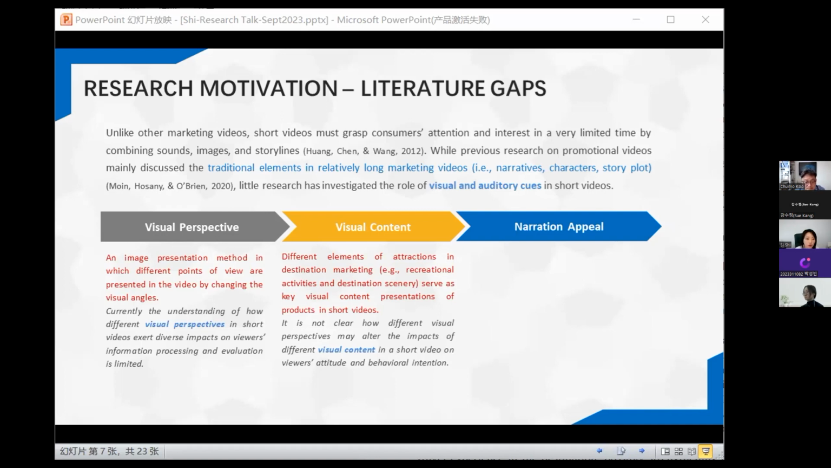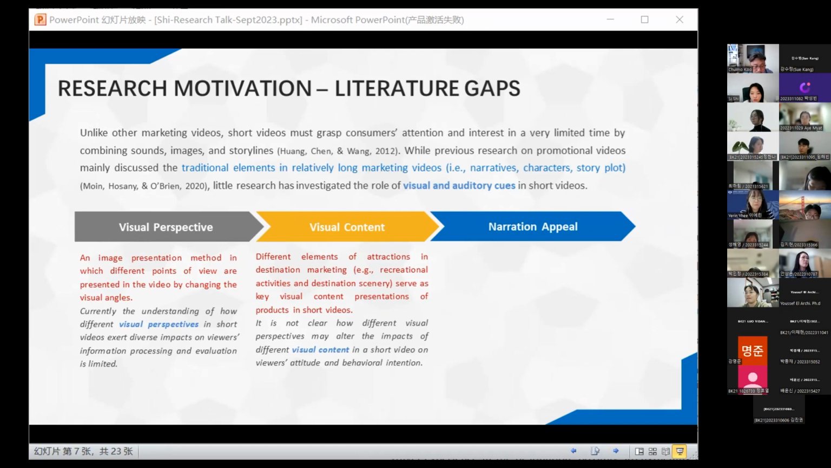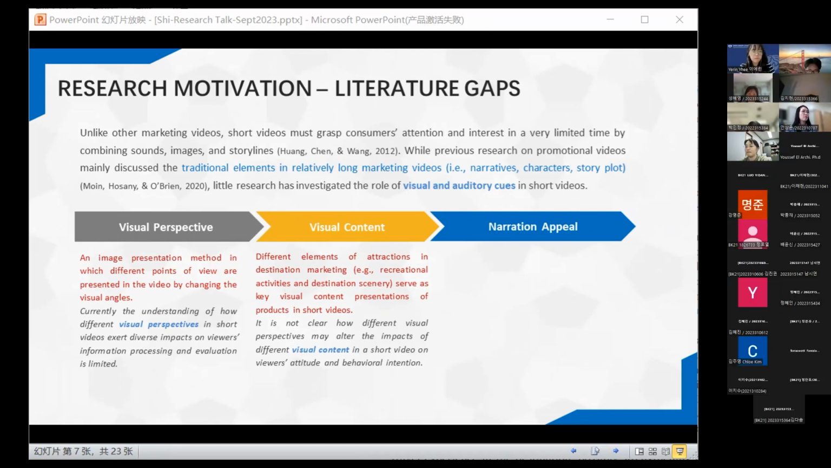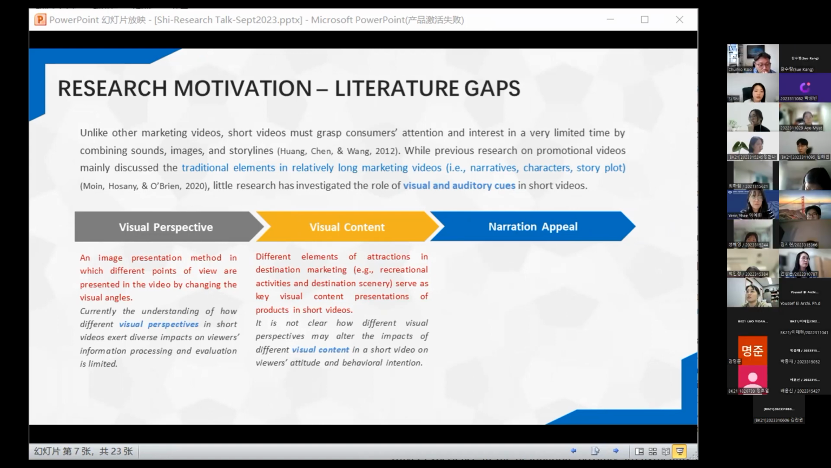Why do we focus on the visual content? Because as I said just now, the visual perspective is very important, right? But previous studies find that the persuasiveness of visual perspective depends on the different product categories being presented. That means the different elements of attractions presented in a short video should be matched with appropriate visual perspective. So in that case, we expect that the effectiveness of visual perspective depends largely on the visual content being presented in the short video.